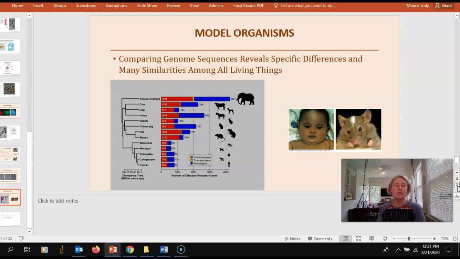We can also learn about the genomes of different types of organisms. We can compare whole genomes, and we can compare individual genes that code for specific proteins. By doing this, we can reveal specific differences among different types of living things, and we can also identify commonalities, even things that are common to everything that's alive.